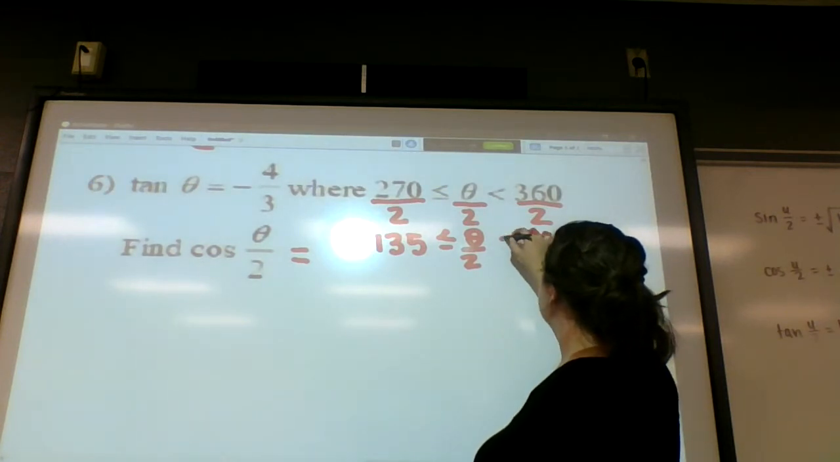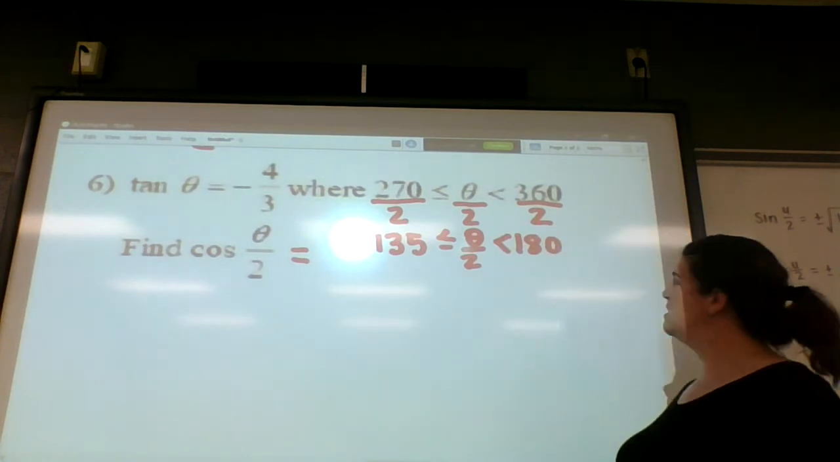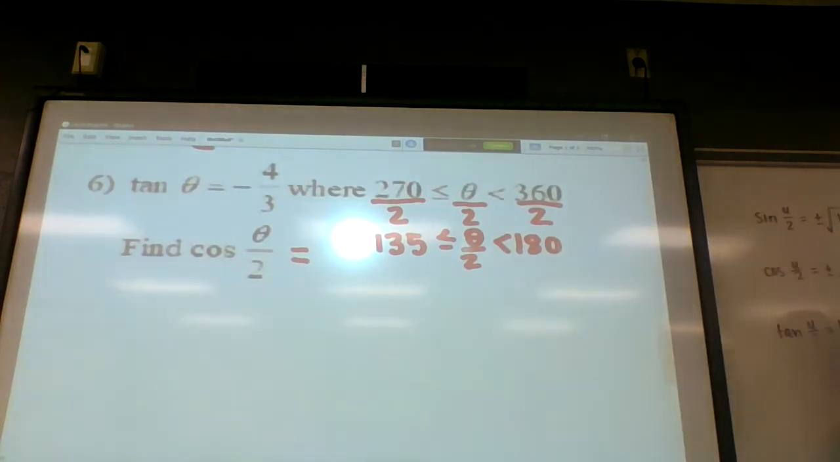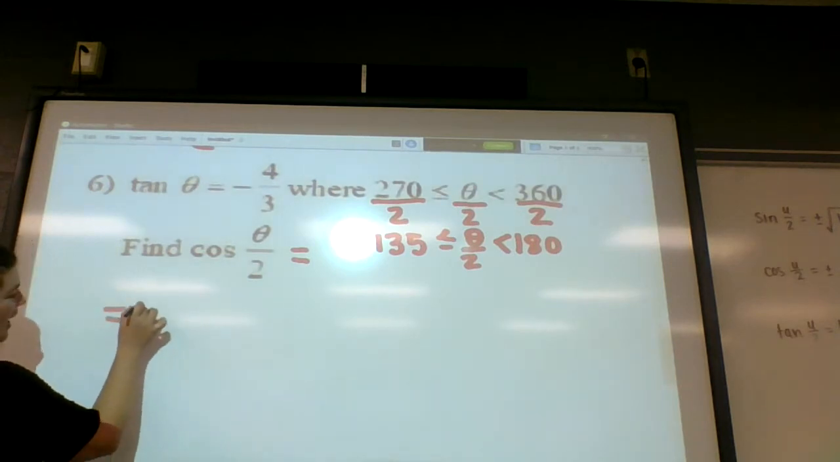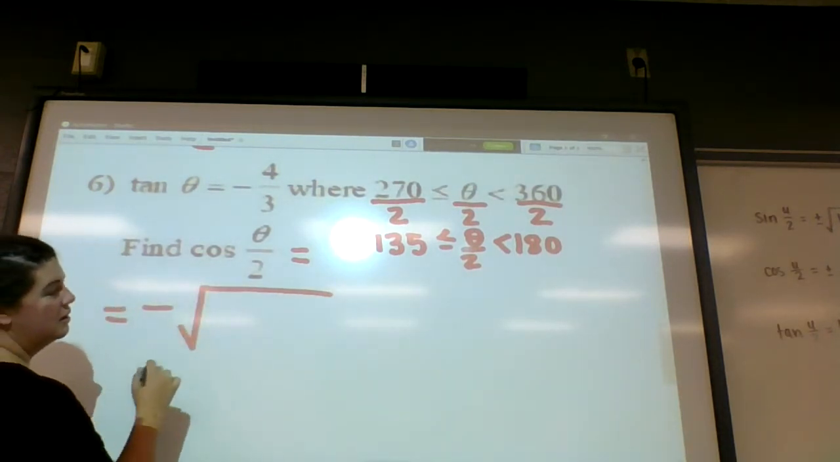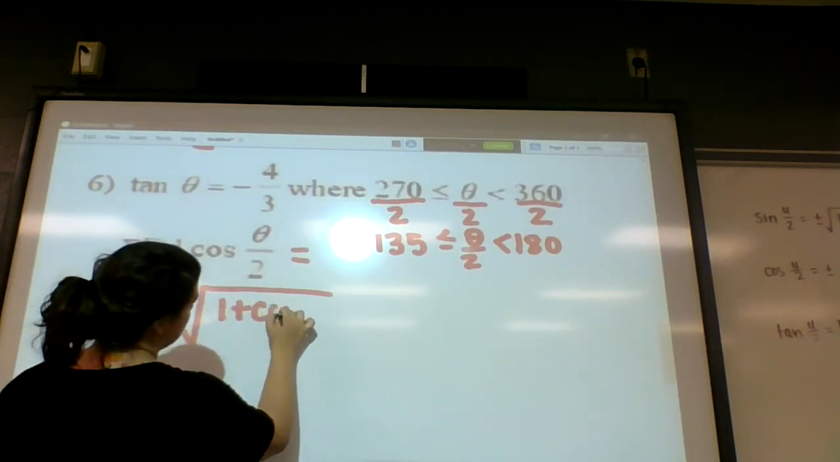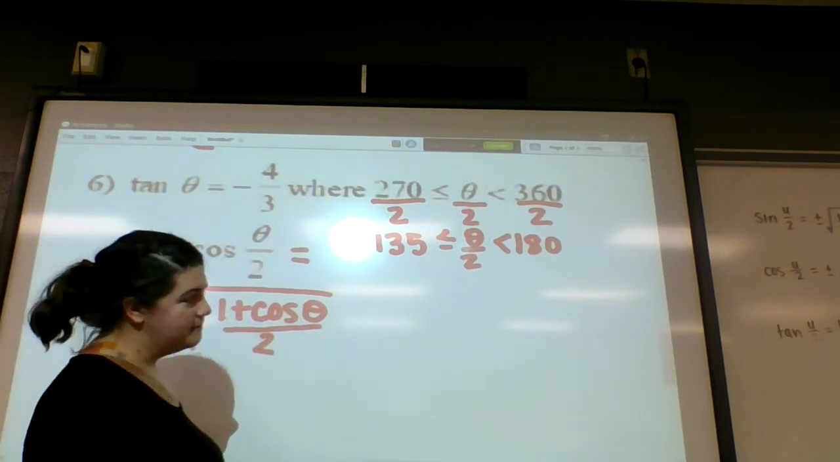And what quadrant is that in? That's Q2. And in Q2, is cosine positive or negative? It's negative. So as we do this problem, we're going to have a negative in the front. Square root of 1 plus cosine of theta all over 2. That's the cosine.